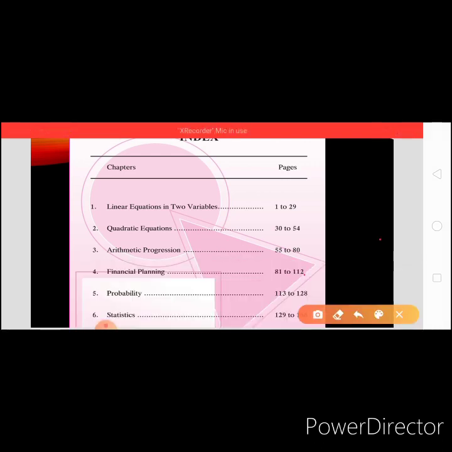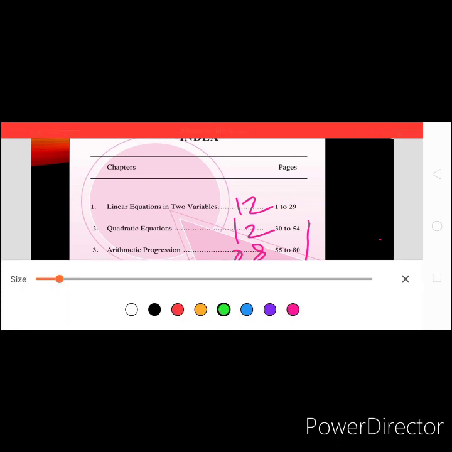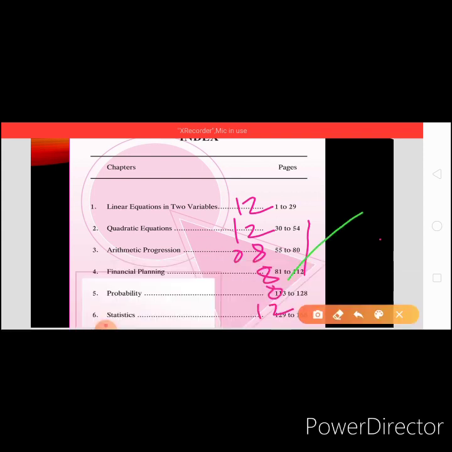Now the sixth chapter is statistics, and statistics has 12 marks. It means the first chapter is of 12 marks, the second also 12 marks, the third chapter is of 8 marks, the fourth chapter also 8 marks, the fifth chapter 8 marks, and the sixth one is 12 marks. Means, friends, the total marks of all the chapters are 60.